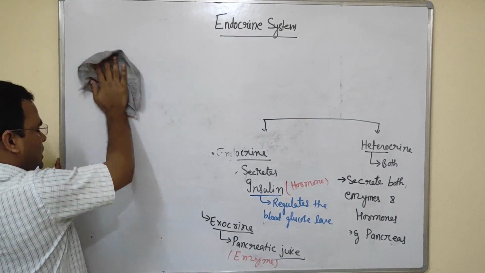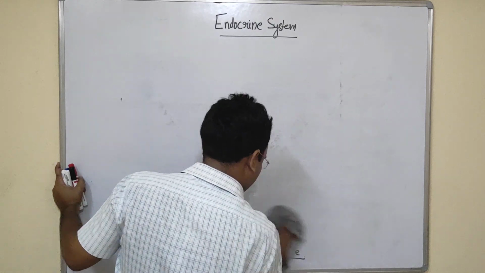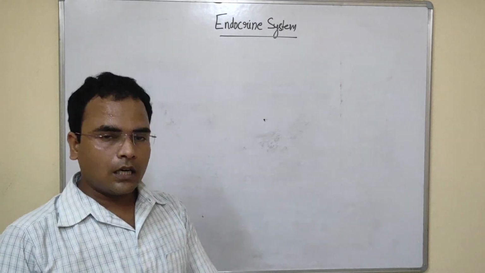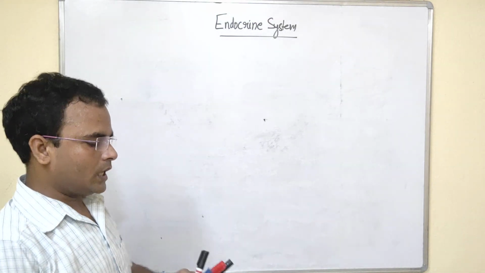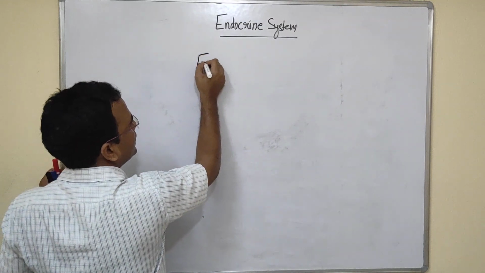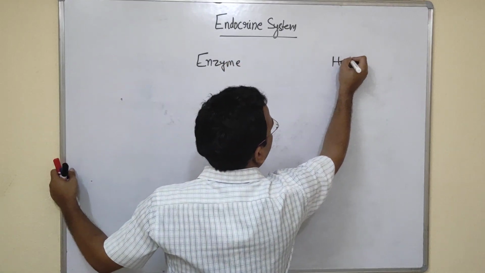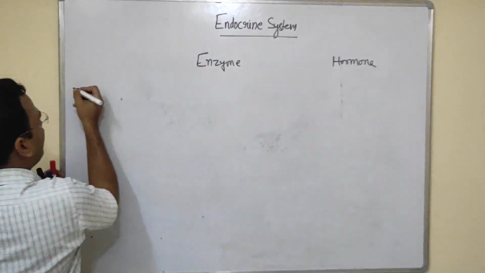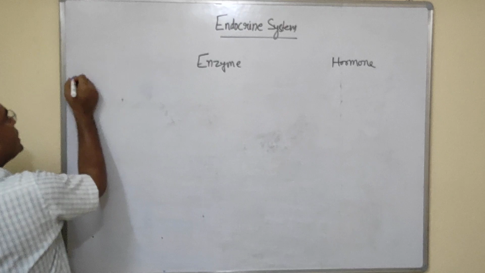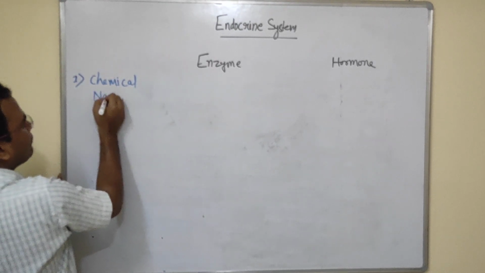Now coming to the difference between enzymes and hormones. Both are biological messengers. Since they are biological messengers, we will use certain parameters to compare how enzymes and hormones differ. We will make 3 columns: first for the enzyme, then the hormone. On which parameters are we going to compare? First is chemical nature. What chemical nature do they have?